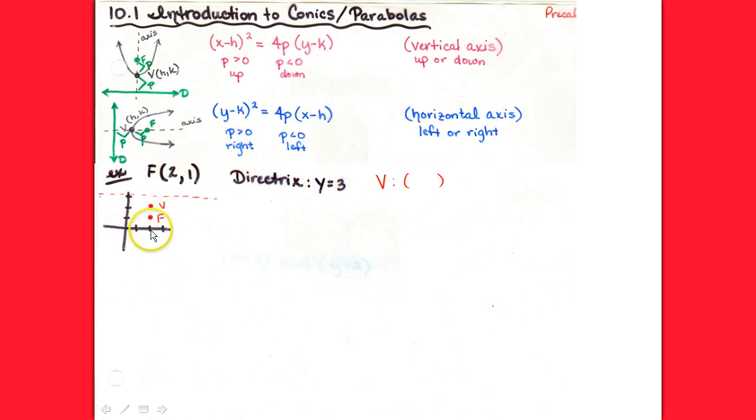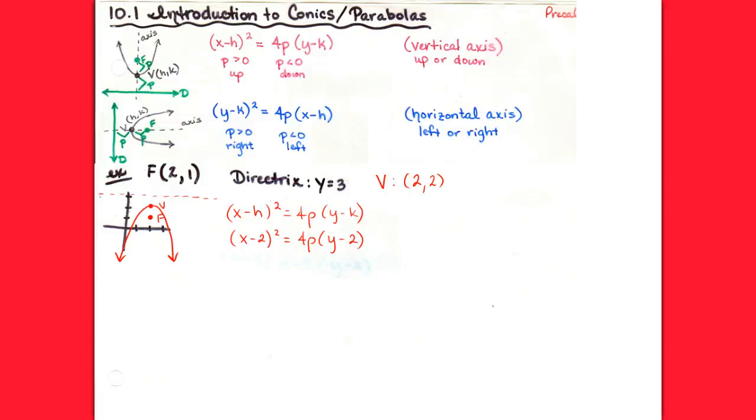So if I was at (2, 1) for my focus, and I'm at 3 for my directrix, then my vertex is just going to be halfway in between them. Where is that? (2, 2). So that's going to be my vertex. So let's take that equation from it opening down with a vertical axis, and let's put in our vertex. So we'll put in 2 for h and 2 for k.